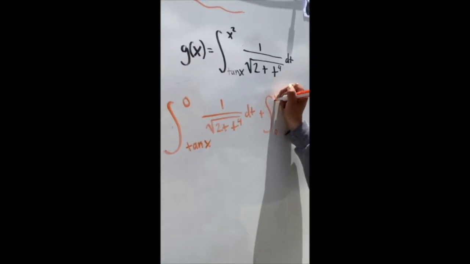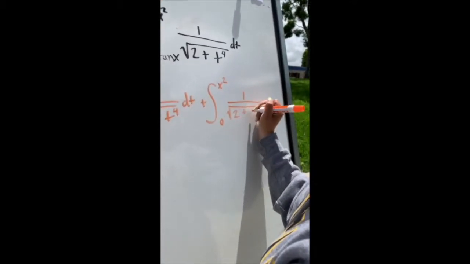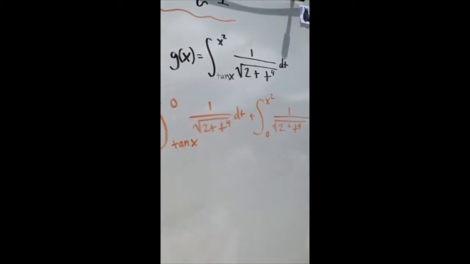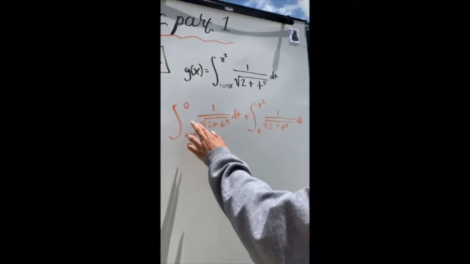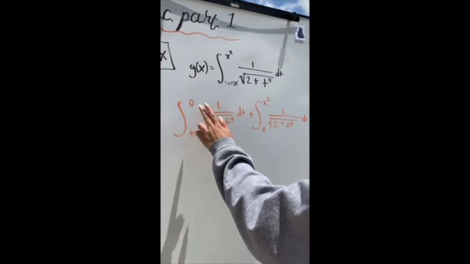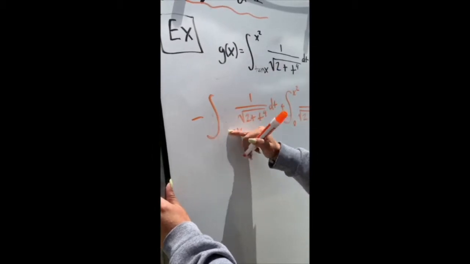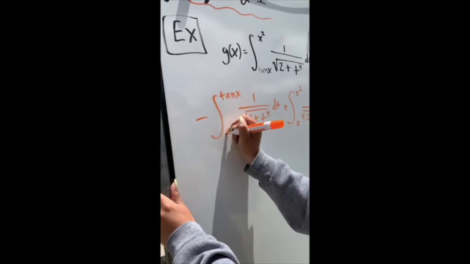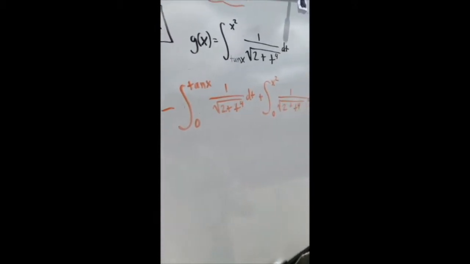plus 0 to x squared, and then you add the equation again, 2 plus t to the 4th dt, and then from there, since usually this format is not really ideal, we usually end up flipping it. So in order to do that, we have to change this to a negative and switch these. Tangent x to 0. And from there, that's the first part.